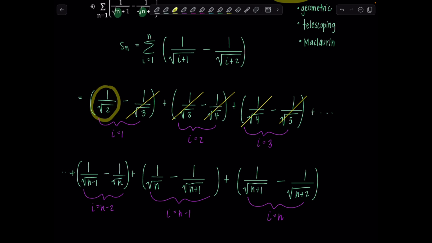So let's see what's canceling out. The 1 over rad n plus 1s, the 1 over rad n, and then I know if I kept going, this would have canceled as well. So the only one that didn't cancel at the end was negative 1 over rad n plus 2, and the only one that didn't cancel in the beginning was 1 over rad 2.